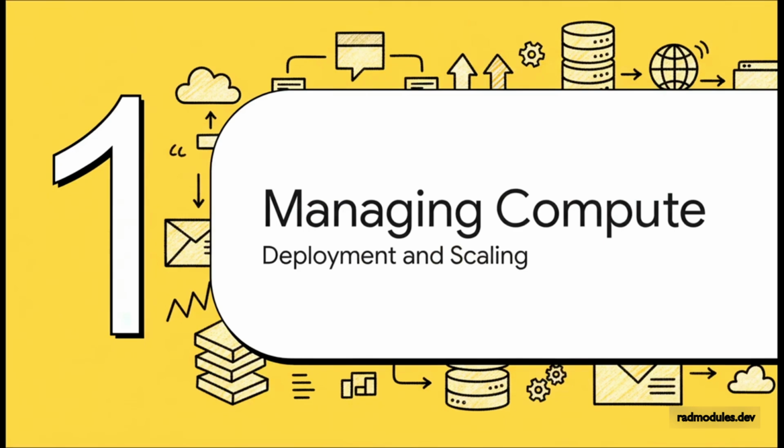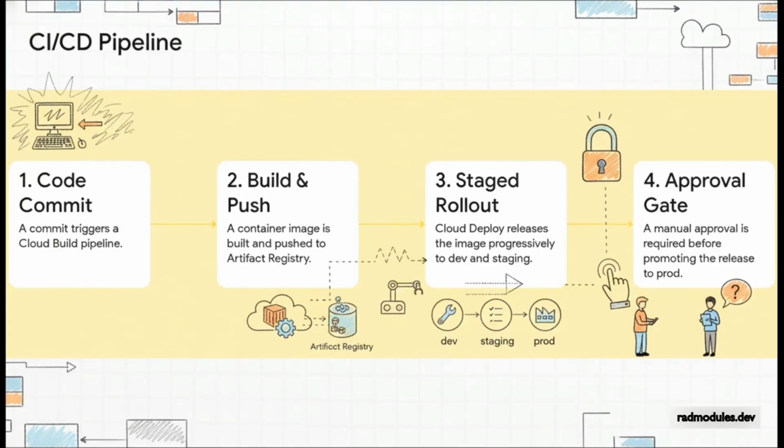First up, managing compute. Think of this as the core of operations. It's all that day-to-day stuff, deploying your apps, pushing updates, and making sure they can scale up or down when traffic changes.